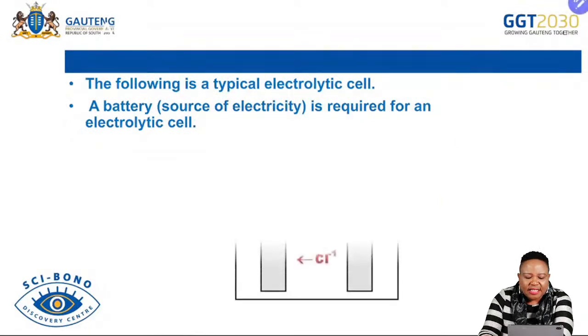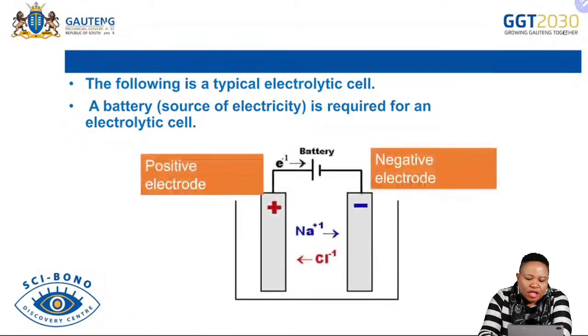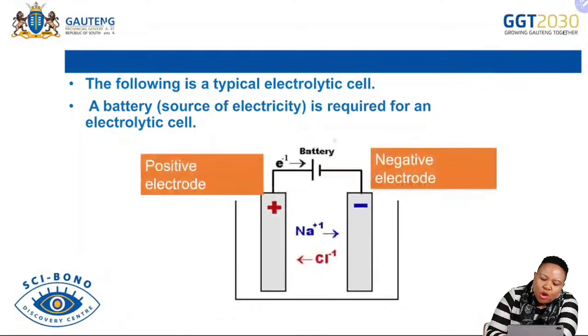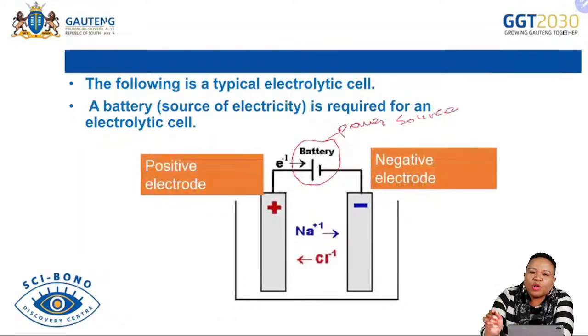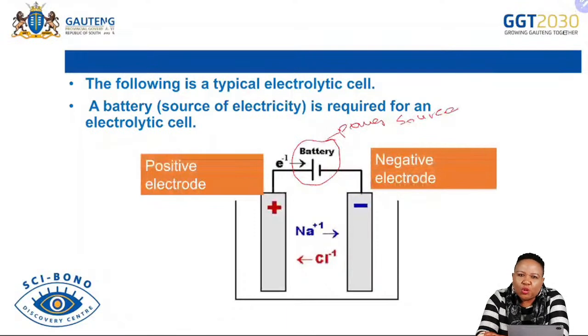Now this is just a simple schematic diagram to see what an electrolytic cell looks like, or how you can build an electrolytic cell. You will need a power source. We can say a battery, or we can say a power source. Remember, the power source will provide energy to the cell. So what will drive the electrons, or make the cell operate, is the power source, which is going to be the energy supplied to our electrolytic cell.